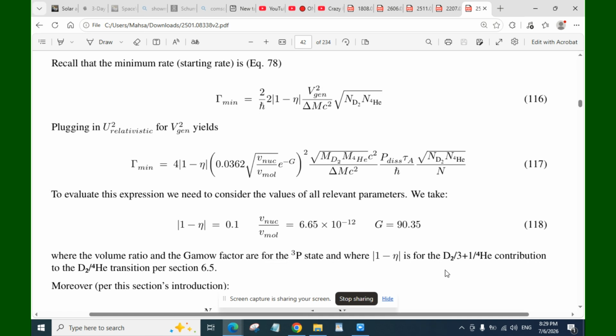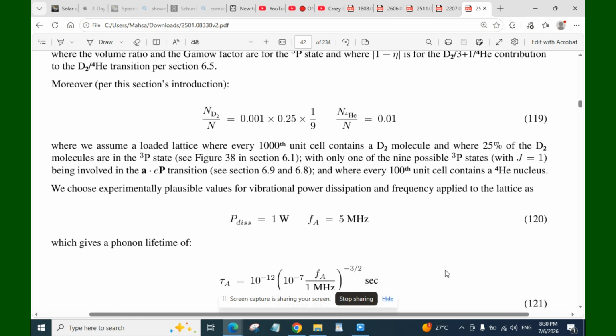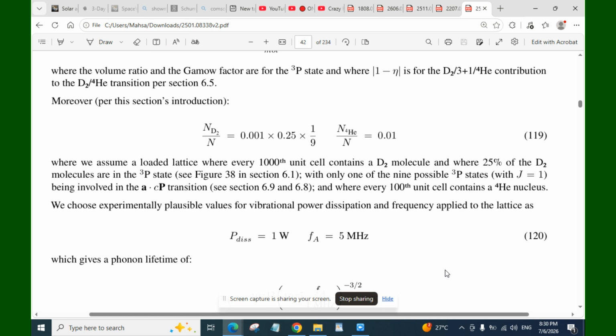To evaluate these expressions, we need to consider the values of relevant parameters. We take absolute 1 minus n equal to 0.1, nu nuclear divided by nu molar equal to 6.65 multiplied by 10 to the power of minus 12, and g equal to 90.35, where the volume ratio and gamma factor are for the P3 state, and where absolute 1 minus n is the form of the deuterium 3 plus 1 helium-4 contribution to the deuterium helium-4 transition per section 6.5.